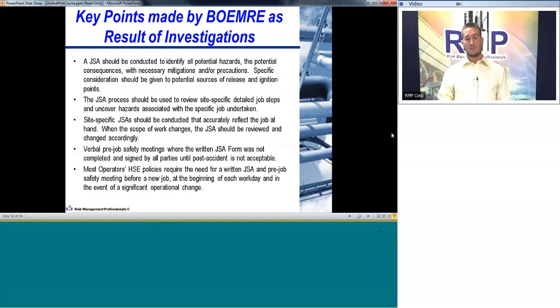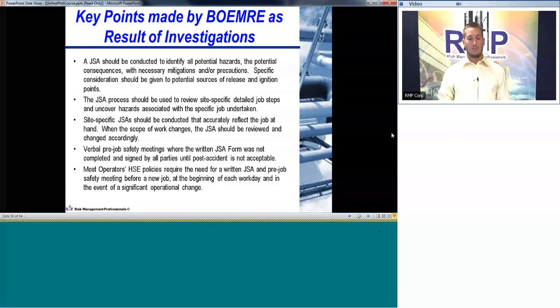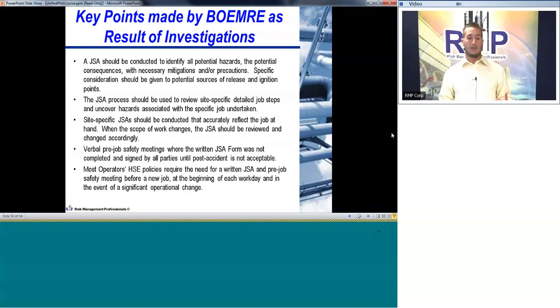Verbal pre-job safety meetings or the written JSA form not being completed and signed by all parties until post-accident is not acceptable. If you have a meeting before a specific job task that day, you're supposed to review the JSA. If it's a specific job task that you're doing once a month, it's not frequent, it's not a regular operation, you're going to want to meet to discuss the operating procedure, the tasks at hand, and the JSA, because the JSA, you once again reiterate, hey, maybe this guy's been doing a specific job task, a routine one, and this is specific, but this is non-routine.